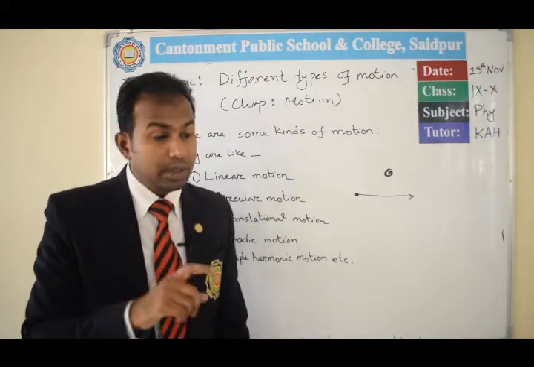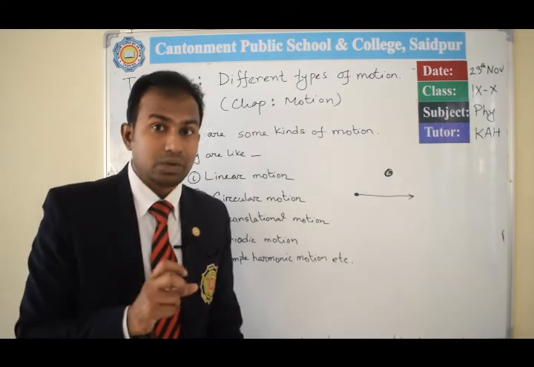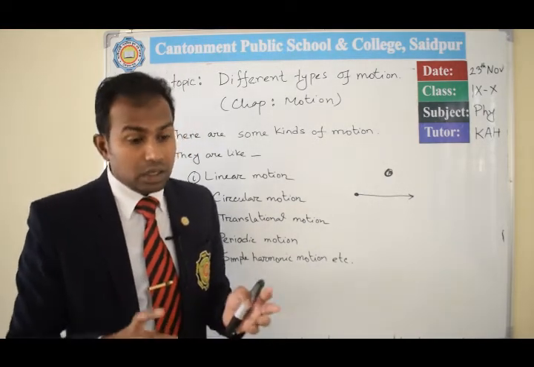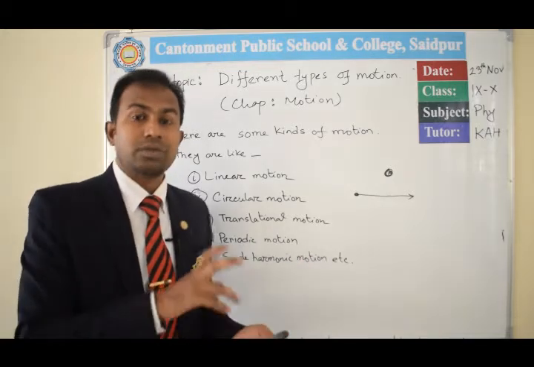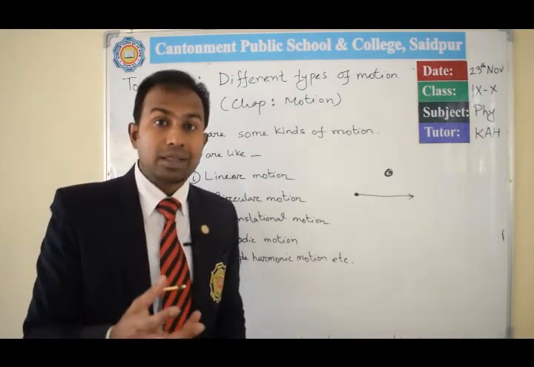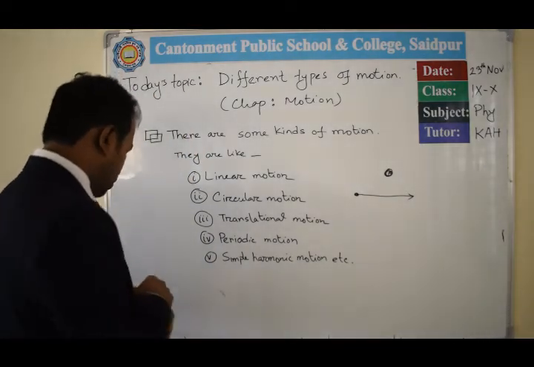The moon is moving around the earth without any kind of connection with the earth, going round and round. That's why we get the month, which is related to the moon. So that is circular motion.